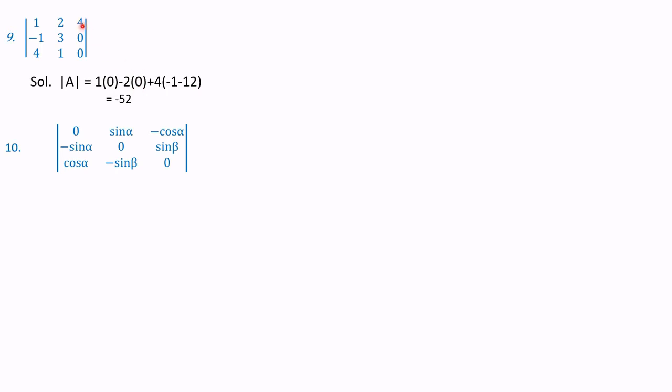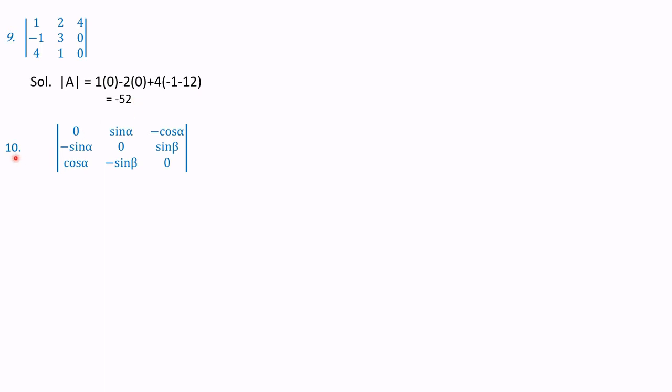4, delete this column, 4 into minus 1 into 1 is minus 1, minus 3 into 4 is 12. Therefore, it is minus 13. The first term is 0. The second term also 0. So, the third term is minus 1 minus 12, minus 13 into 4 is minus 52. Answer is minus 52. Next problem is problem number 10.